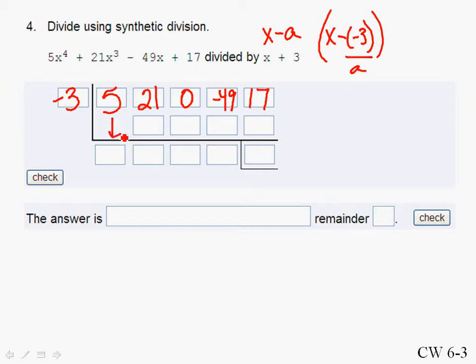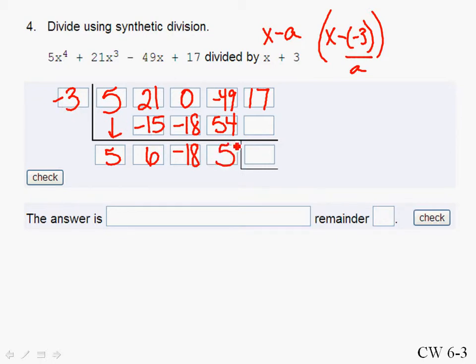I bring down the first term. That gives me 5. Negative 3 times 5 is negative 15. Add down the column. 21 plus negative 15 is 6. Negative 3 times 6 gives me negative 18. Add down the column. 0 plus negative 18 is negative 18. Negative 3 times negative 18 gives a positive 54. Add down the column. Leaves me with 5.